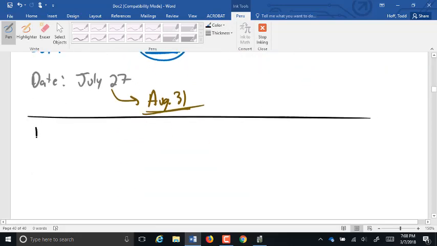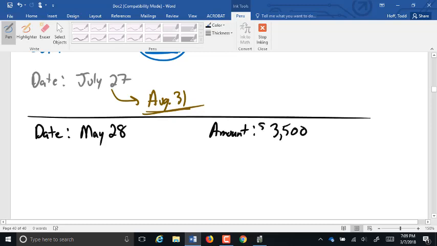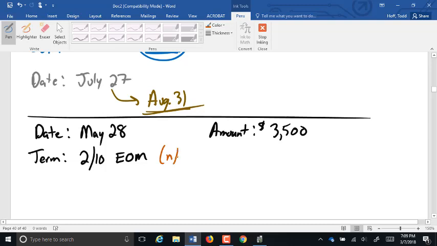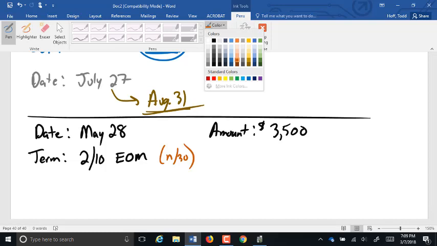So let's look at some invoices here. So we have an invoice date of May 28th for an amount of $3,500. Terms, 2/10 EOM. Notice there is no net 30. EOM is always assumed to be a net 30. And actually, I'll talk about that a little bit here in just a second.